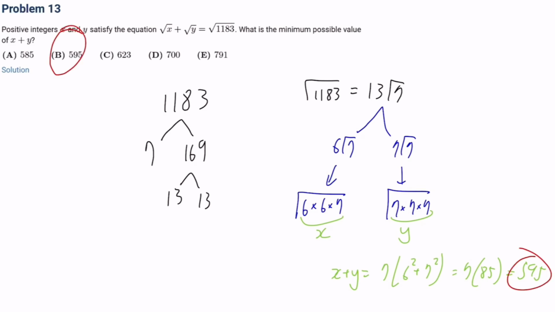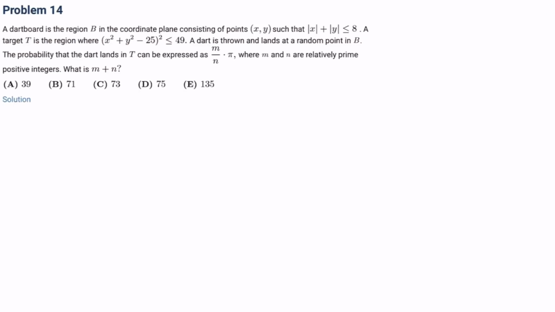Number 14. A dartboard is the region B in the coordinate plane consisting of points (x, y) such that the absolute value of x plus the absolute value of y is less than or equal to 8. And the target T is the region where (x squared plus y squared minus 25) squared is less than or equal to 49. A dart is thrown and lands at a random point in B. The probability that the dart lands in T can be expressed as m over n times pi, where m and n are relatively prime positive integers. What is m plus n?